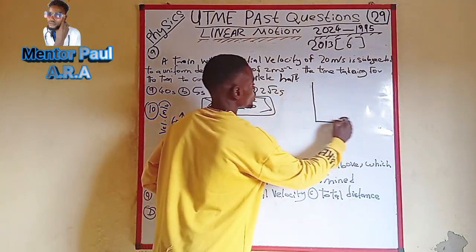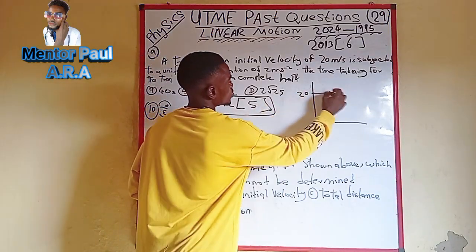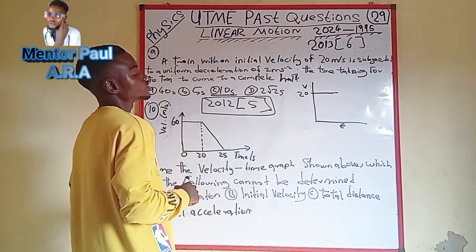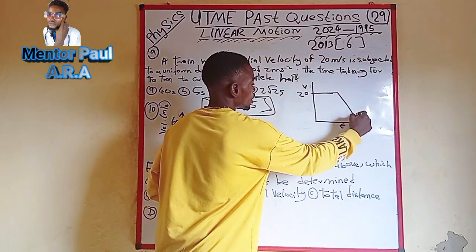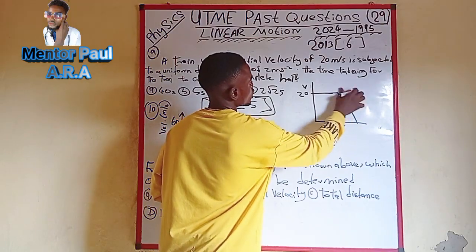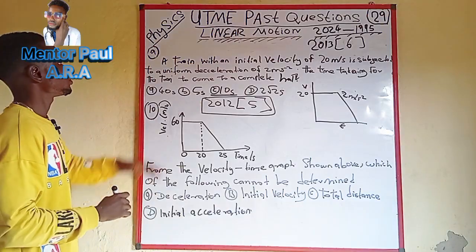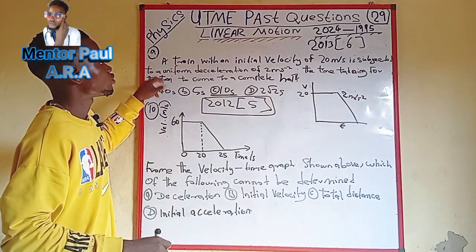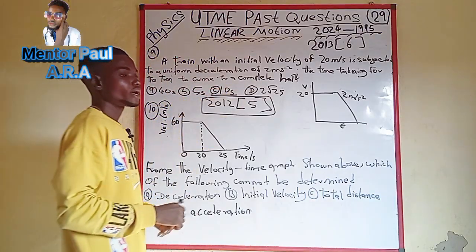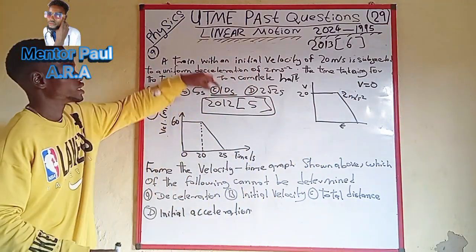Let me just use this and show you the velocity time graph. A body at 20 meters per second, this is the velocity on the vertical axis, this is the time, is decelerating with 2 meters per second squared and comes to a rest. Here we are looking for the time it is going to take the train to come to a complete halt, whereby the final velocity is going to be 0. After calculating, we got the answer to be 10.